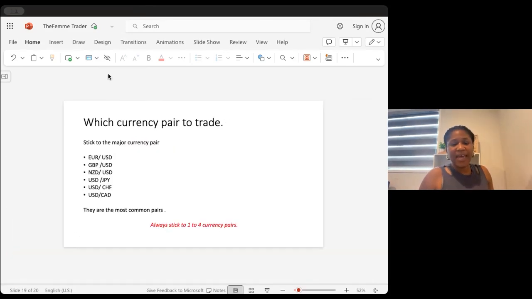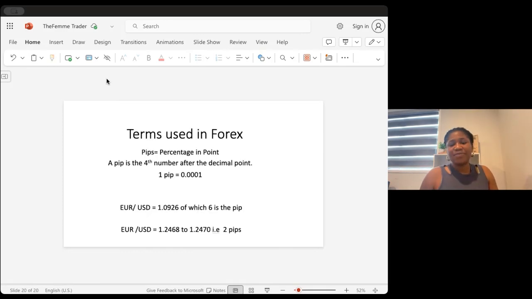So which currency pair to trade? You just want to stick with one, two, three, four maximum. As a beginner, you should be looking at EUR/USD, GBP/USD, NZD/USD, USD/JPY, USD/CHF, and USD/CAD. Please, these are the most common pairs, and you should be looking at them. Just pick four of them, four that you are very comfortable with. You start with one, understand how the pair moves, then you can add on two, and that's how you progress. Okay, so let's move on to the terms that are used in Forex.